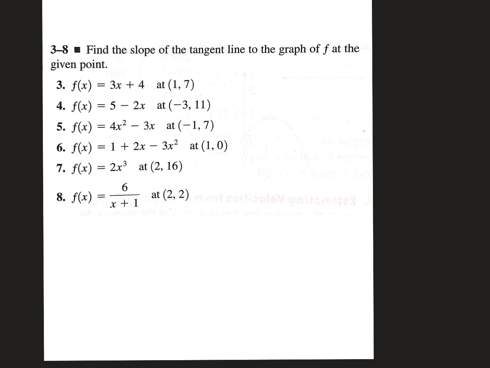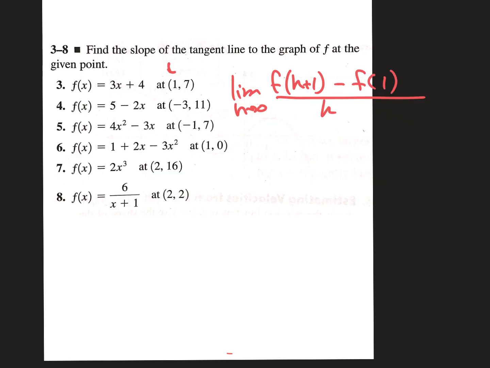All right, I'm going to show you number 3 here. We're going to do the limit as h approaches 0 of f of a plus h. Remember, a is the x coordinate. The x coordinate's 1. I'm going to write h plus 1 instead of 1 plus h. It doesn't matter which way you go. Minus f of 1 all over h. Now, f of h plus 1 means I'm going to plug in h plus 1 into that x in the function. If I do that, I would get 3 times h plus 1 plus 4. This says minus f of 1. F of 1 means you're going to plug in 1 into that function. Now, if you plug 1 in that function, 3 times 1 is 3 plus 4 is 7.